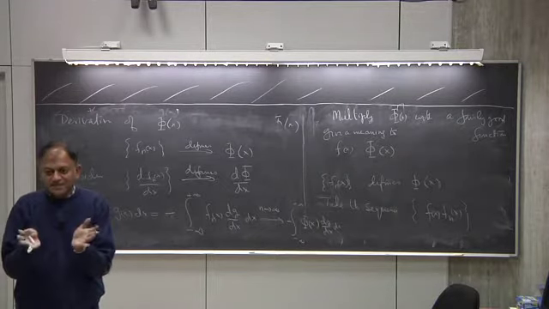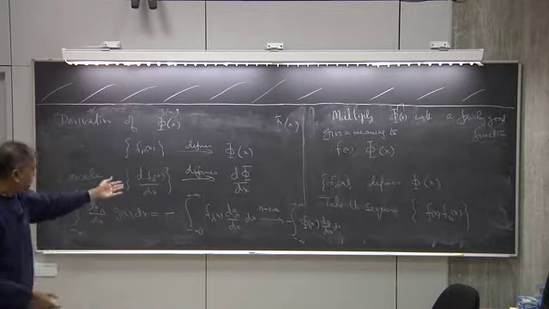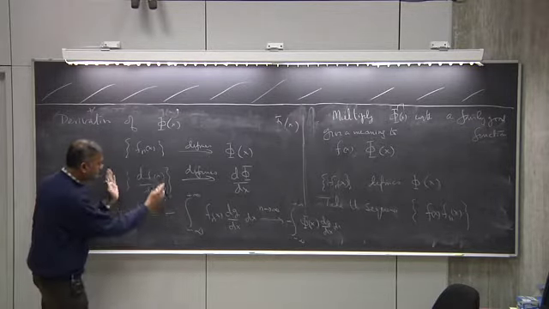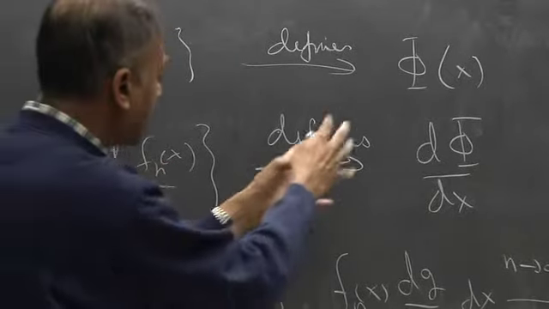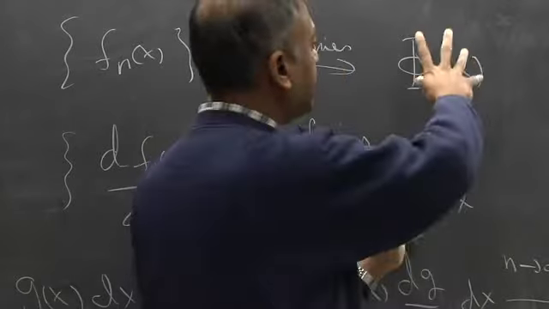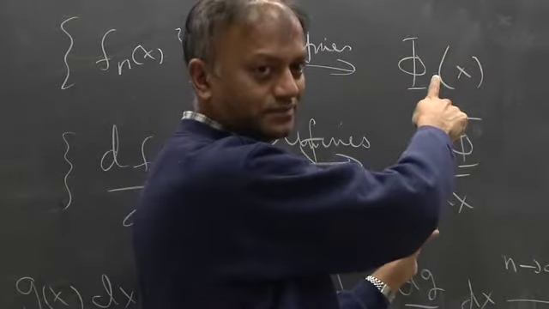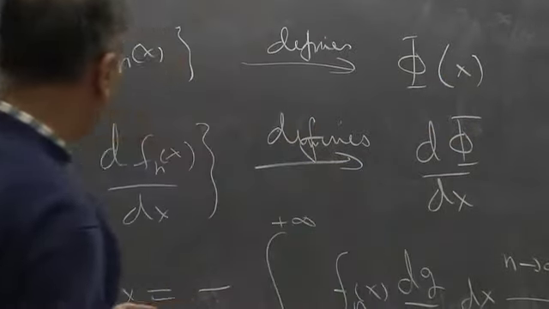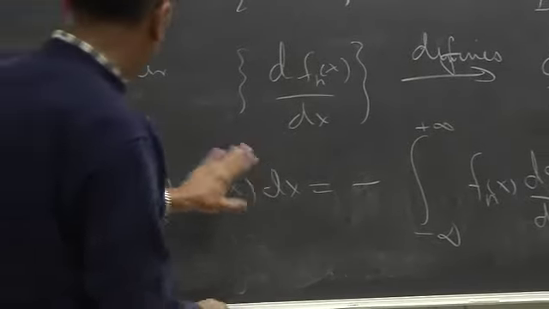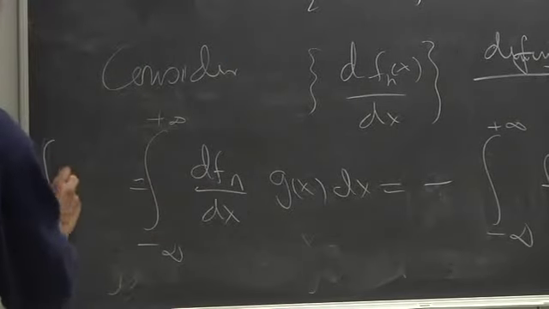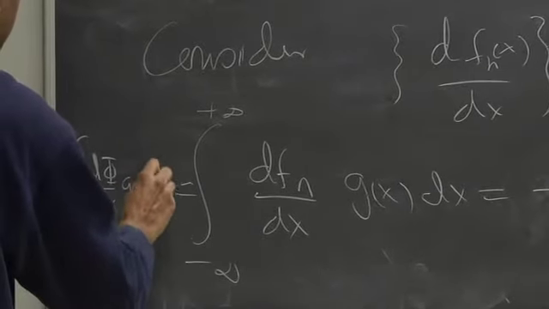But they should all make some sense. You see, that's the whole point. It should make some sense. So what we have proven here is that this sequence defines a generalized function, and we will call that generalized function the derivative of the original generalized function. And that definition makes perfect sense, because this limit is the same as the integral of d phi by dx times g of x dx.